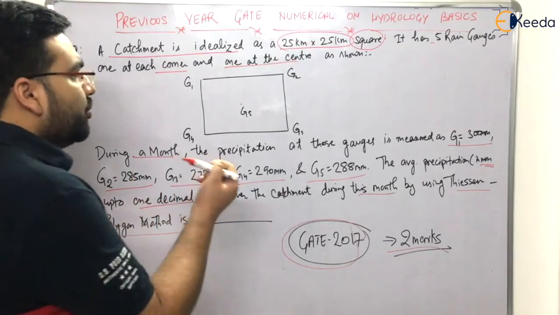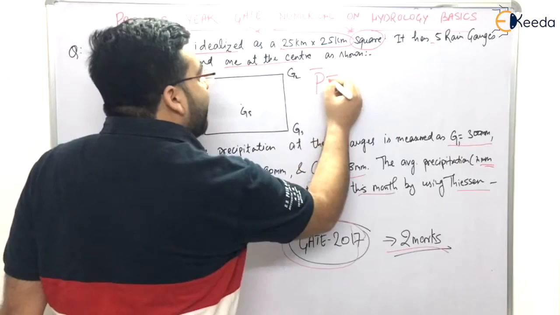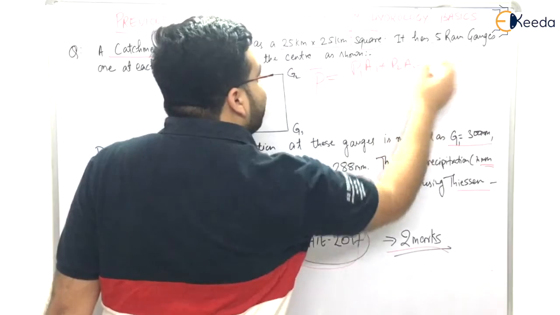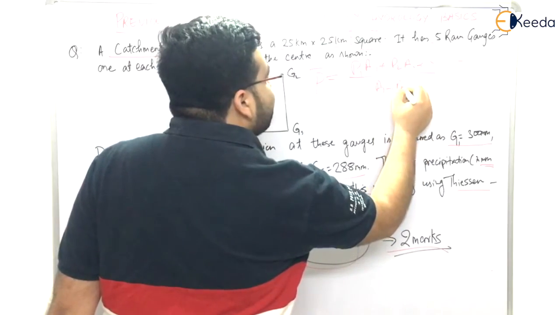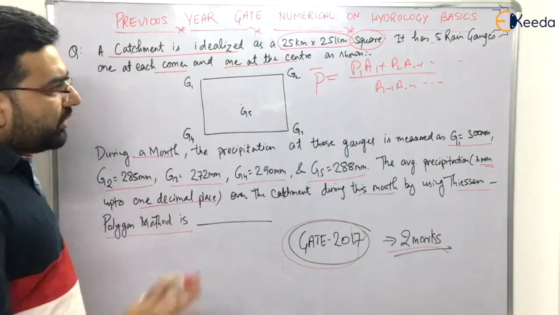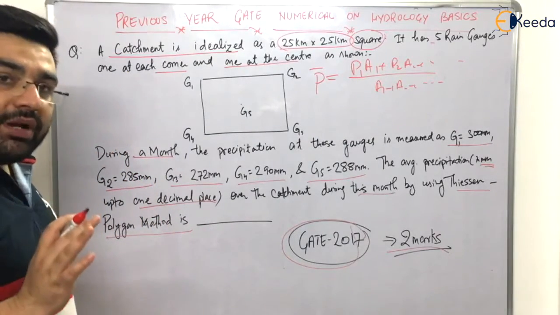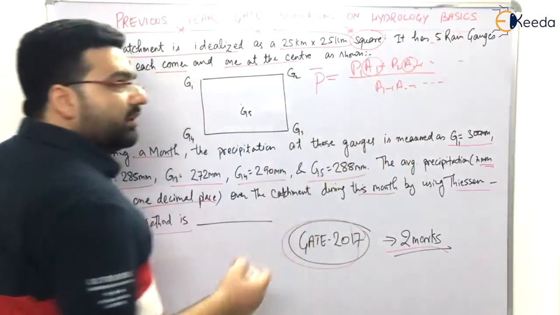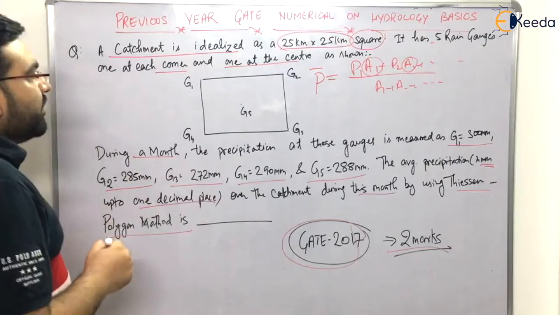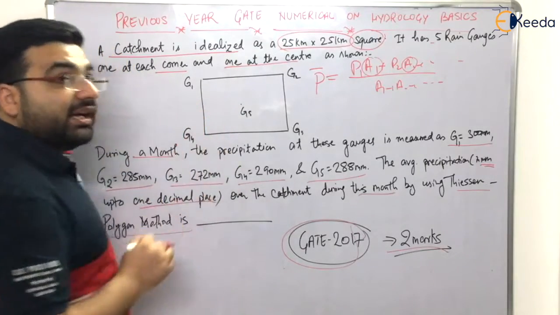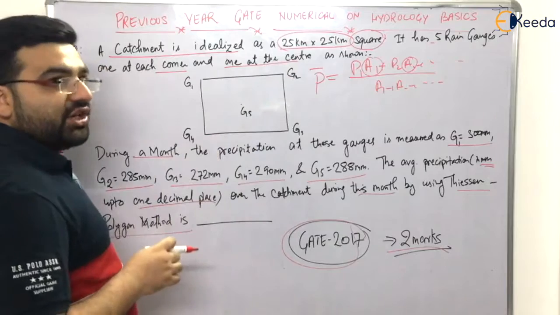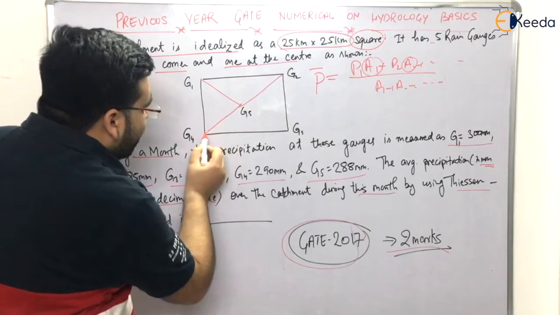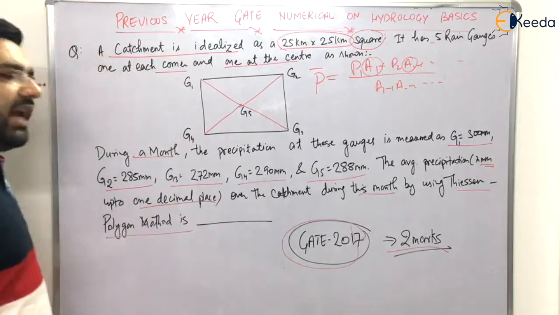You know that the mean precipitation from the Thiessen method is given by P1A1 plus P2A2 plus P3A3 and so on, divided by A1 plus A2 plus A3 and so on. This is a very simple, straightforward formula, but the main problem is how to determine A1, A2, A3 and so on. So first of all we have to make triangles by joining these stations. So these are the triangles which we have formed.